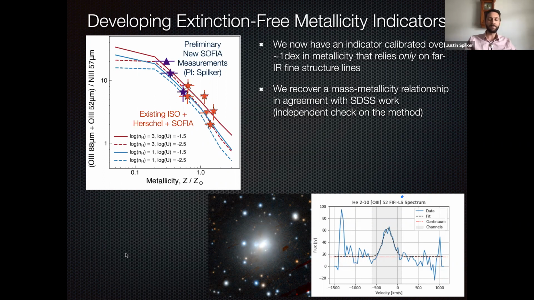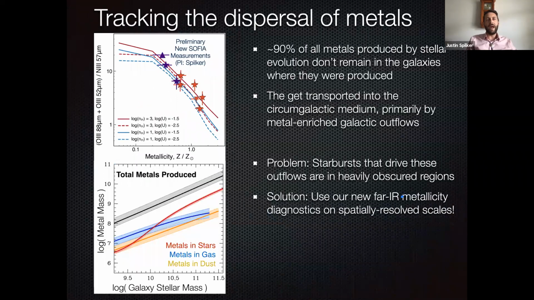And so what's kind of fun is that now that we have this metallicity indicator, we can actually use it to trace the distribution of metals across cosmic time. As I already mentioned, 90% of all the metals that are produced by stars don't remain in the galaxies where they were created. But our issue is that the starbursts that drive those winds that probably transport the metals are really highly obscured, right? So a galaxy like ARP-220 or like M82, these are really highly obscured galaxies in the actual starburst regions. So we need something like this far IR metallicity indicator in order to really probe down into the regions where the outflows are actually being launched.